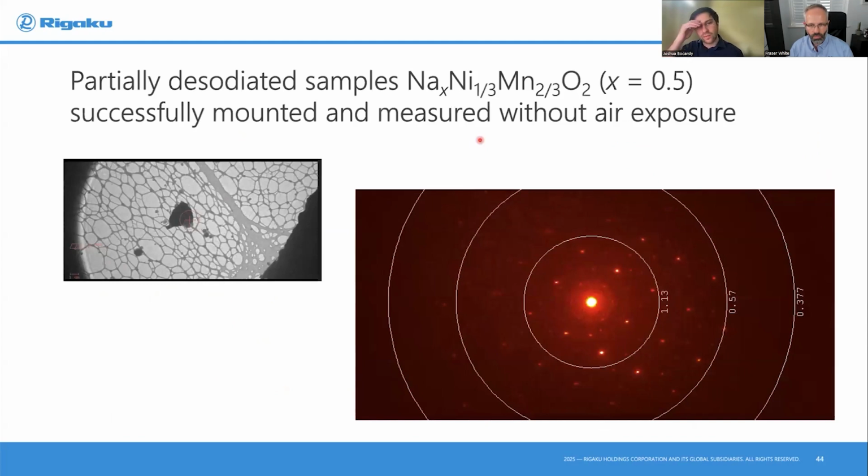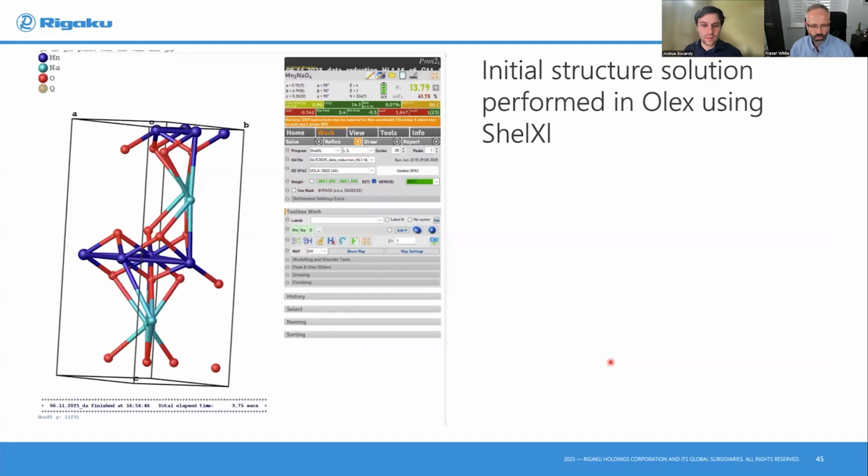So we, for example, here I've looked at sodium nickel manganese oxide where it's partially desodiated and the x value is 0.5. It's mounted, you can see the particles here, and then we get a crystal structure, or a single crystal pattern that looks, again, quite nice, down to about 0.4, 0.5 resolution in this case. And in this case, solving with OLEX2 worked very well right off the bat. That needed very little additional work. We got a structure that looks like this on the left.